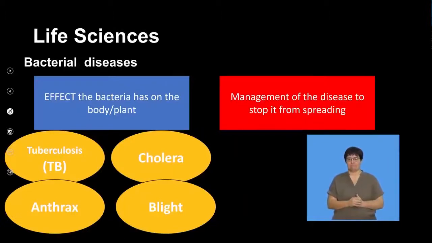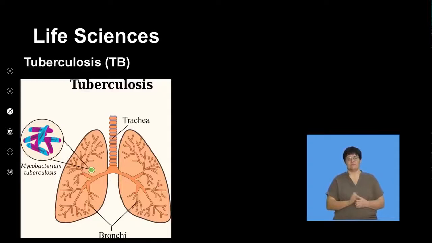Okay, guys, we are looking at the 4 that I've put here in yellow. We're going to be looking at TB, anthrax, cholera, and blight. And I'm going to put here blight, rust. All right, 2 things that we're going to look at. So what's our first disease?